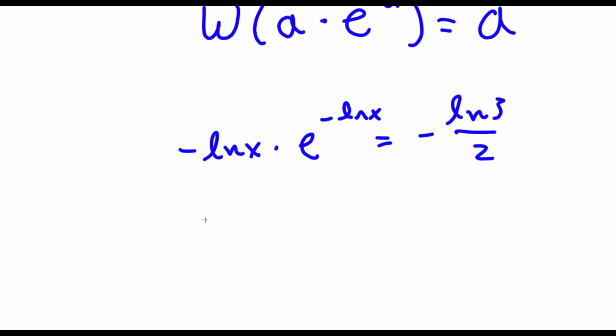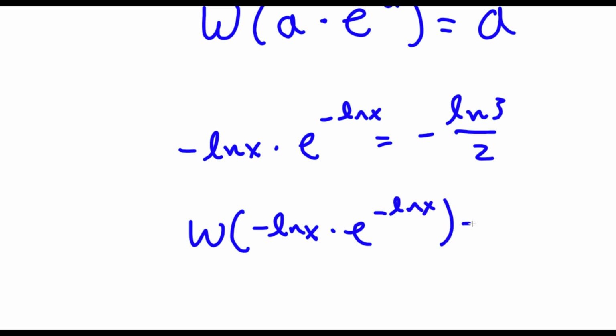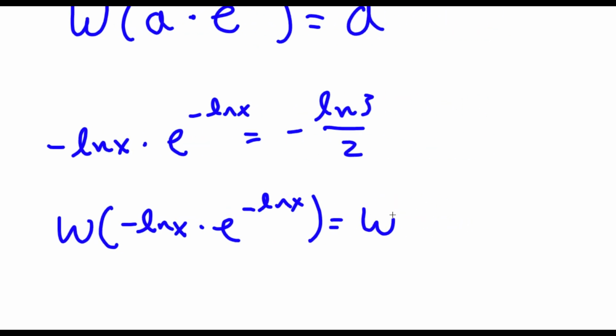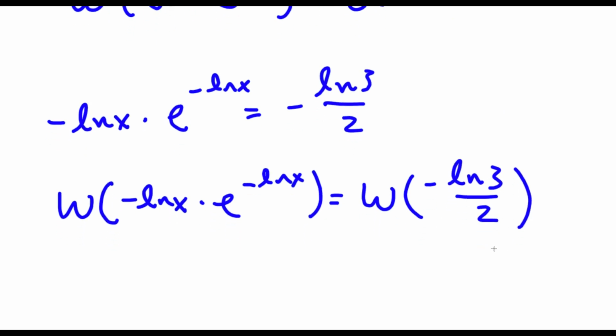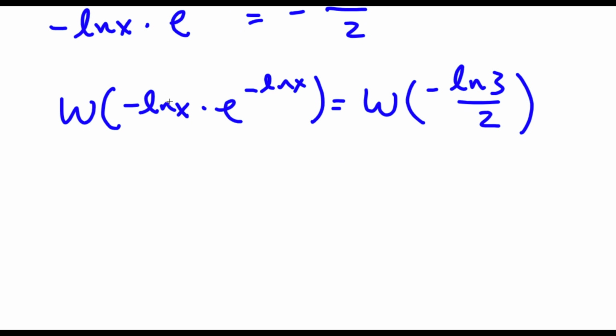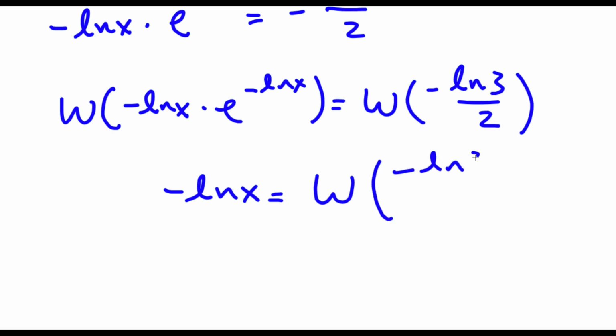Now we can go ahead and take the Lambert W function on both sides. So now I have W of negative ln x times e to the power of negative ln x is equal to W of negative ln 3 over 2. Now, this is simply equal to a, which is negative ln x in this case. So now I have negative ln x is equal to W of negative ln 3 over 2.